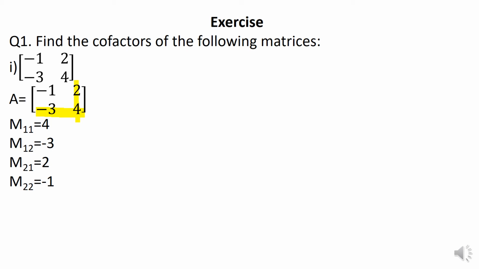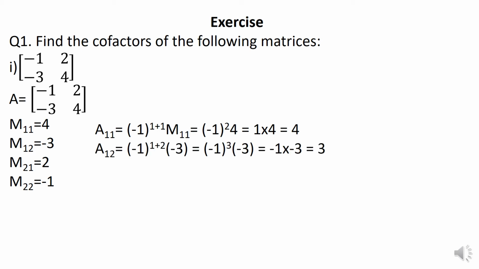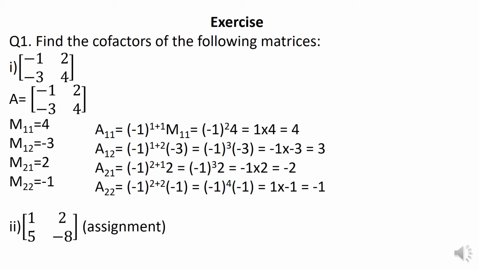After that, we find the corresponding cofactors by using the formula which we learned in the previous slide. That is A11 is equal to minus 1 raised to 1 plus 1 into M11. Remember from where that 1 plus 1 came? From the row number and column number. So thus, applying the formula, M11 is 4, we get the answer for A11 as 4. Similarly, A12 becomes 3, A21 is minus 2 and A22 becomes minus 1.